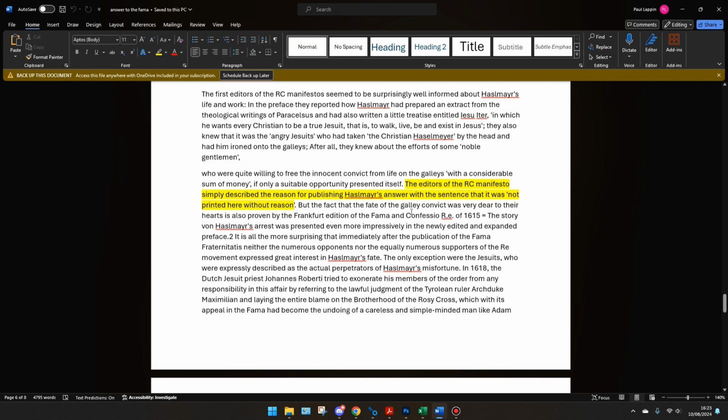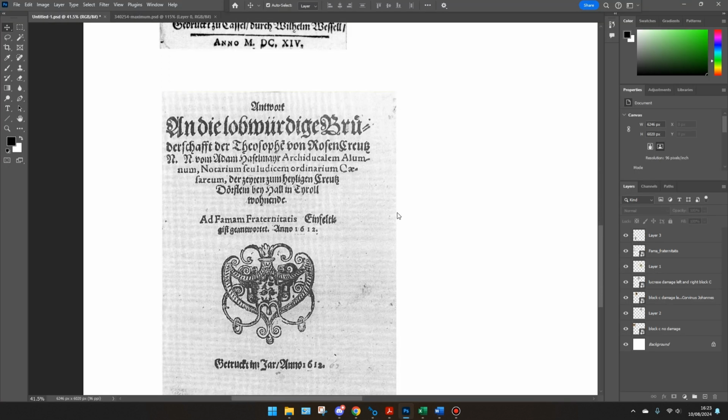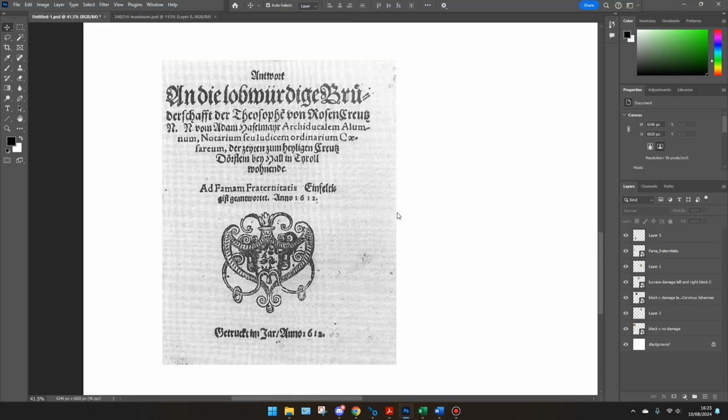What would that reason be? I think it's all to do with hunting down the Green Men, and I'm going to show you why. So what I'm going to show you here is the front page for the answer, or the Antwort, to the Fama 1612. But we are going to take a very close look at this here.